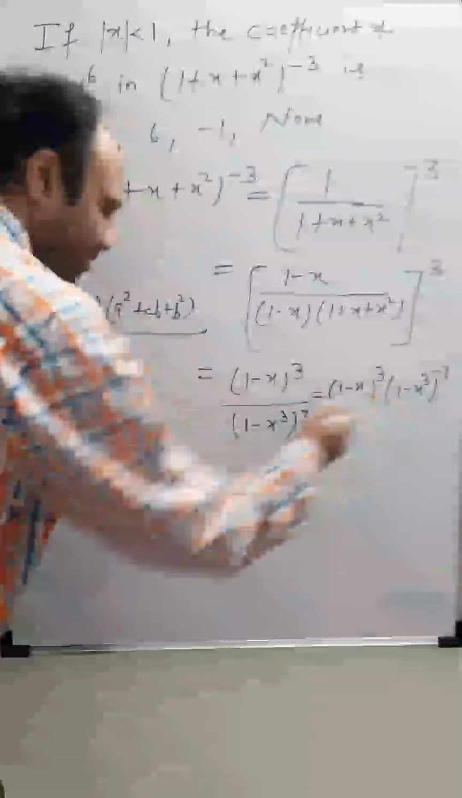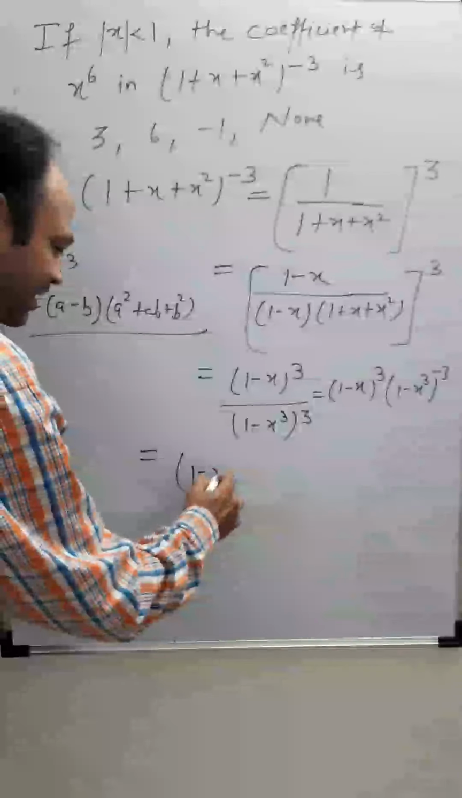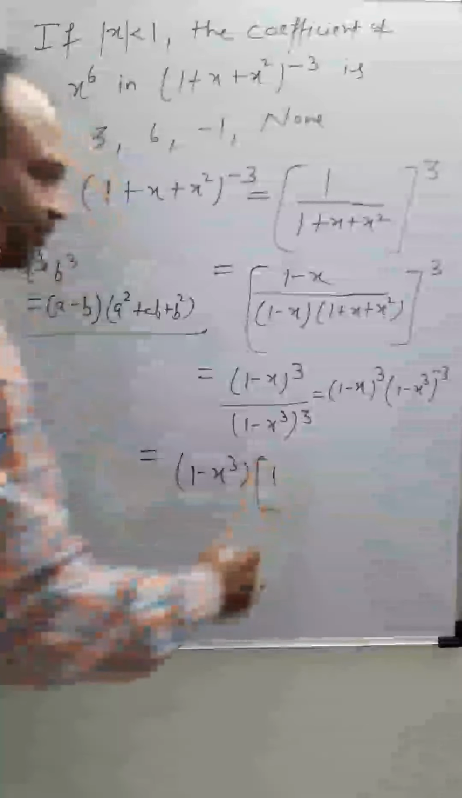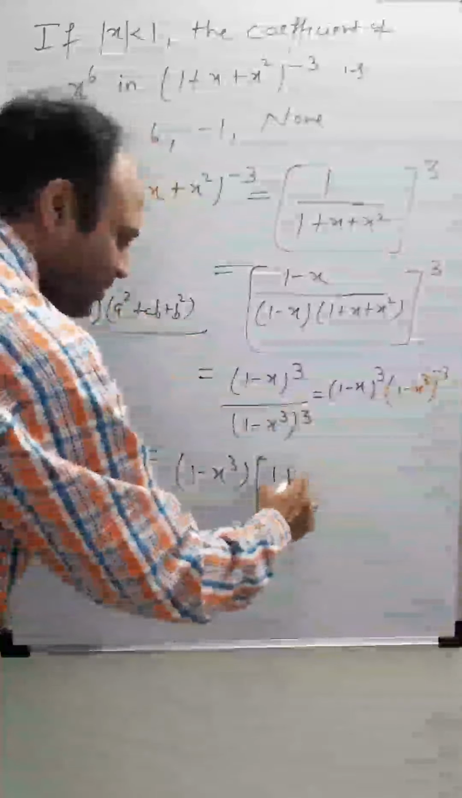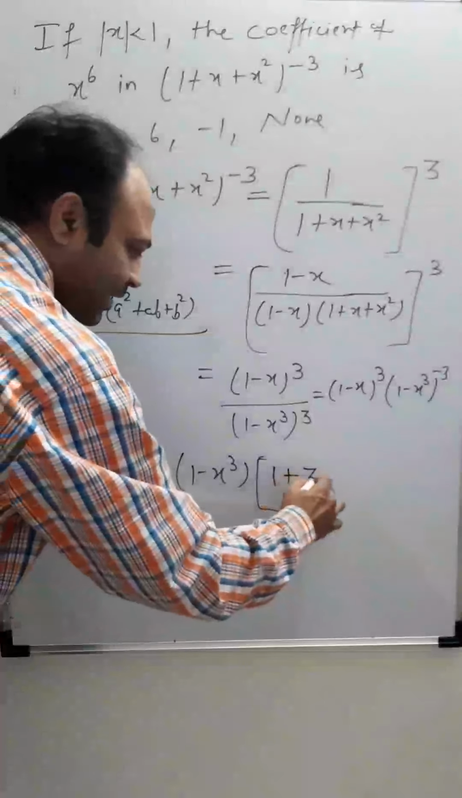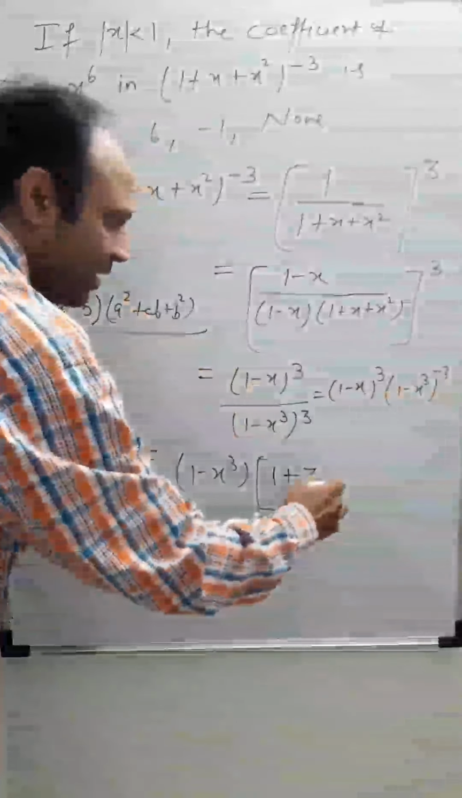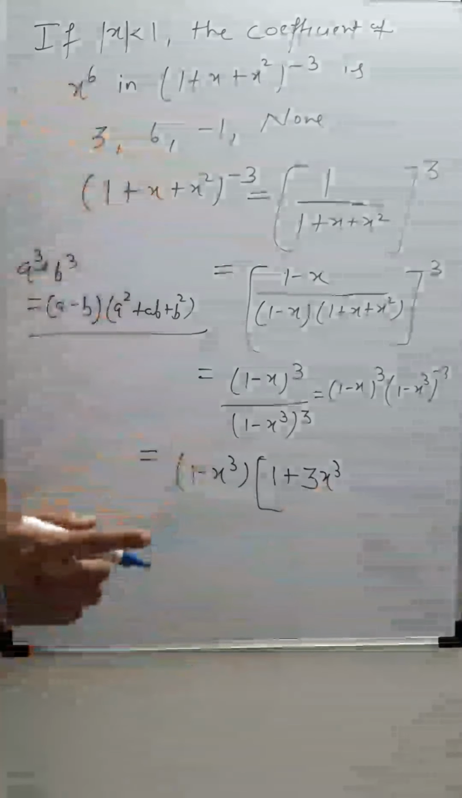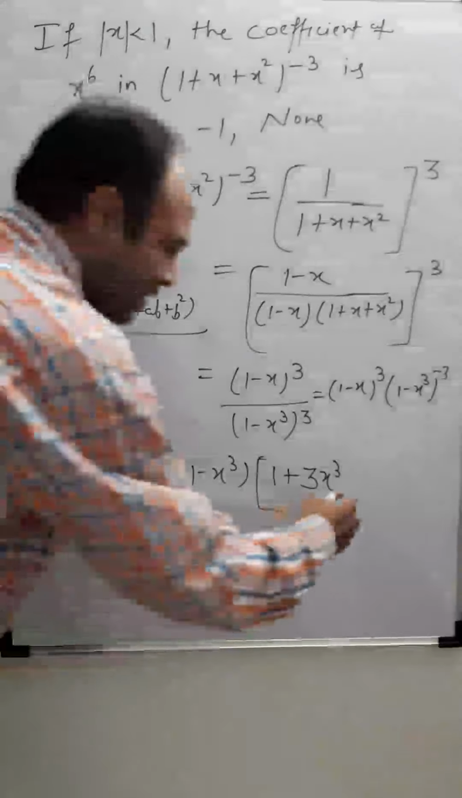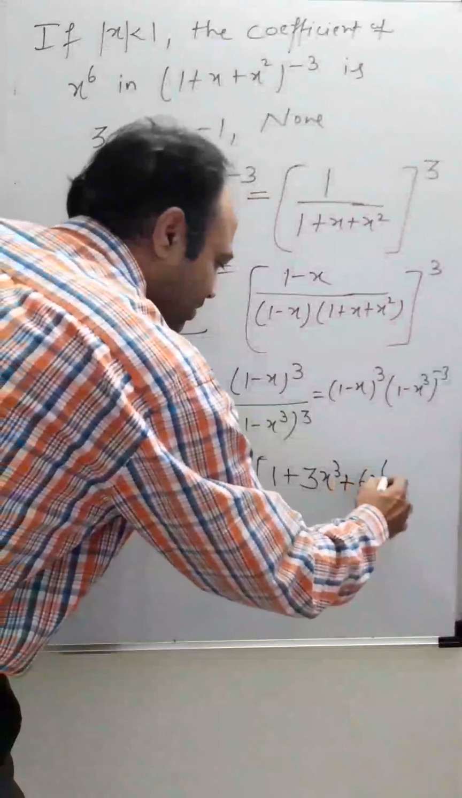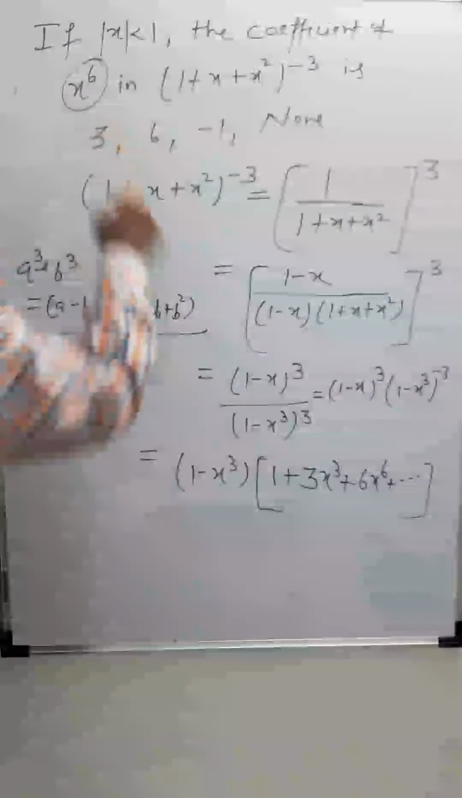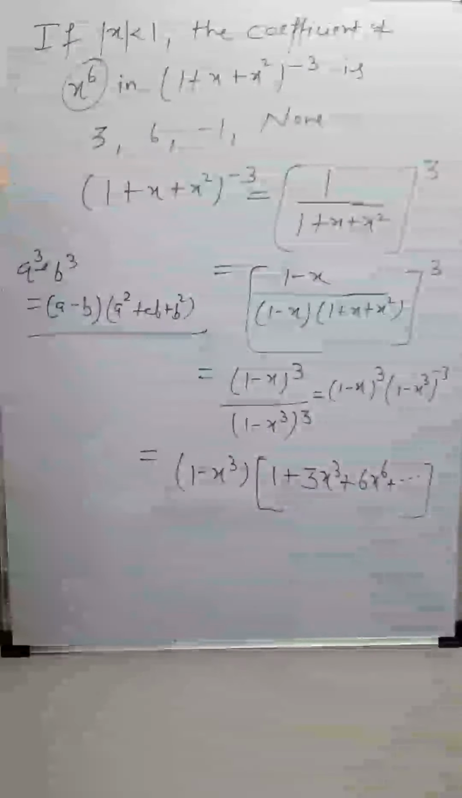Now we will expand a couple of terms here. 1 minus x cube we will keep as it is, and this we will expand with infinite terms because of the minus 3 power. So 1, both negative, so it will start with plus. 3 will come because of the minus 3 power, 3x cube, fine. And again all these will be plus powers. So after simplifying this, x to the power 6 and so on. We are concerned with the coefficient of x to the power 6, so till x to the power 6 we have expanded.